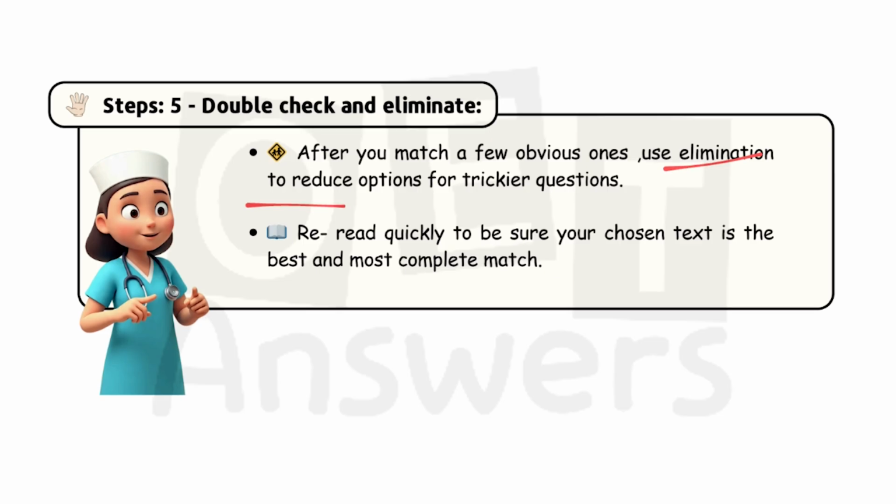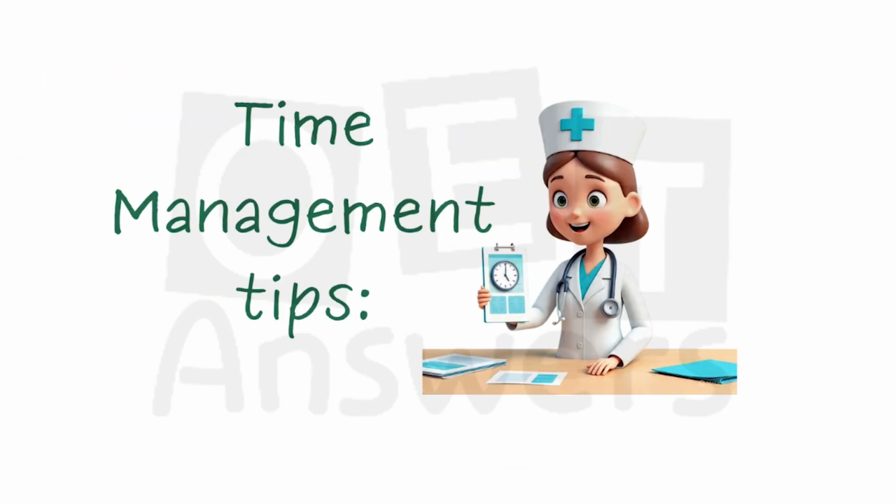Then reread quickly to be sure your chosen text is the best and most complete match. Once again, you have to read along with the question, but you cannot spend too much time on a single question. You have only 15 minutes. Within 15 minutes, you have to answer the whole 20 questions. You can spend only 2 minutes on this particular page. So please consider the time and manage it very well. Am I understandable? Proceed to the next item, that is time management tips.